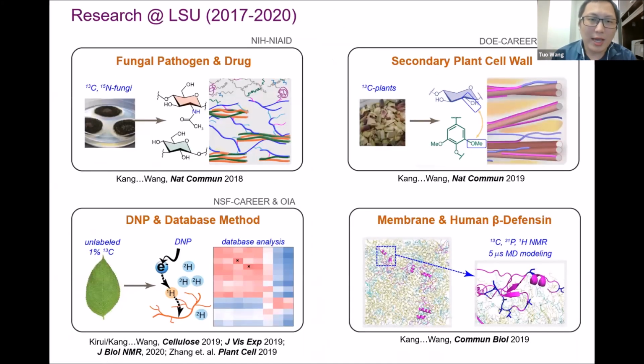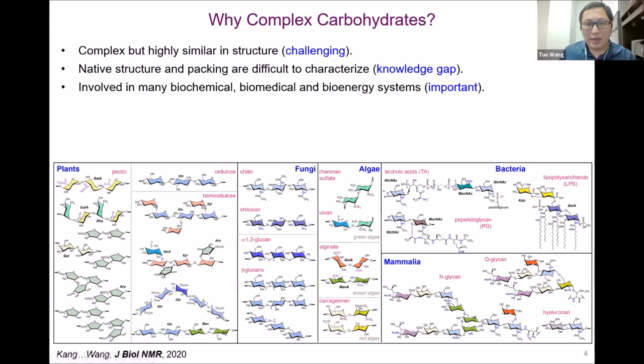So at LSU, I have been developing a comprehensive research program with a high focus on carbohydrates. For example, the biomedically relevant fungal pathogens, the bioenergy important plant biomass, and we also have methodology development, basically natural abundance DNP and the database. I always receive the same question: why complex carbohydrates? What's the special part of these molecules that makes you so excited? There may be many answers.